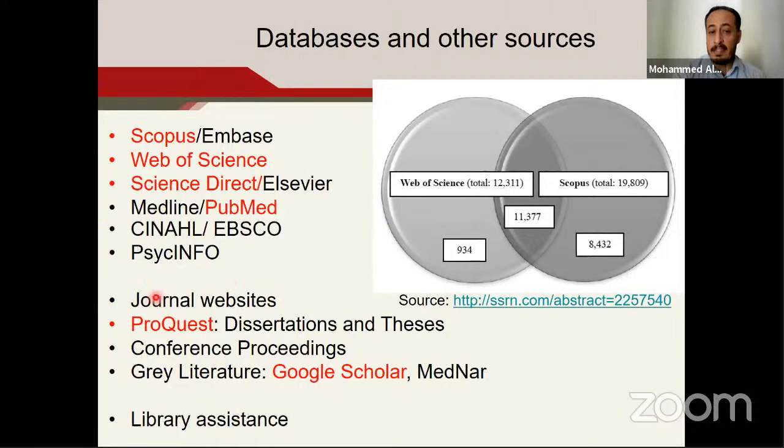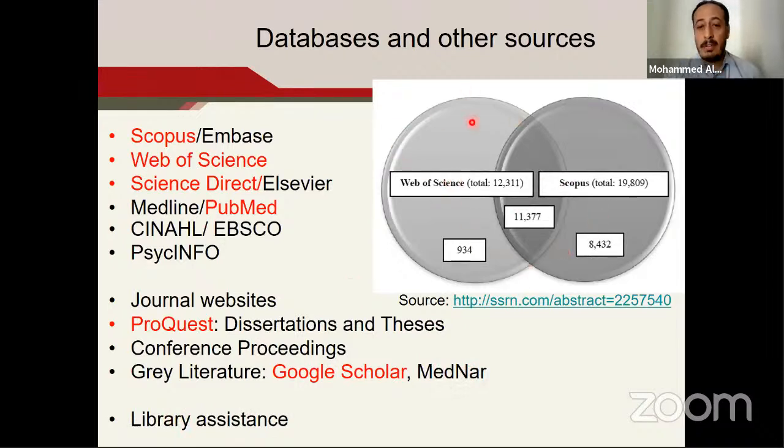Not just databases, we have journal websites. ProQuest is for theses. If you want to search for theses, there is a website called ProQuest, but it's subscribed. We have conference proceeding websites. And if you want to cover the gray literature, we have Google Scholar, we have MedNar. I'm not quite sure if you have tried those.